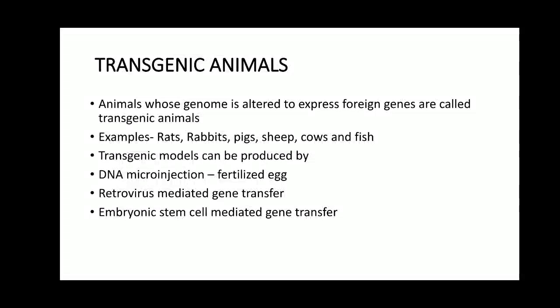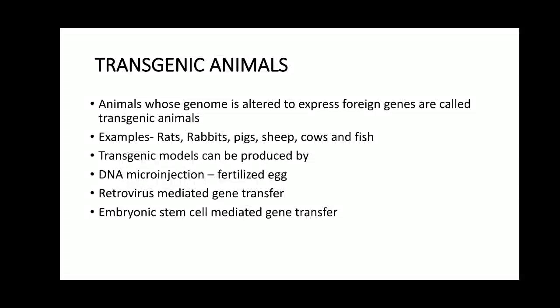One is DNA microinjection. So what is DNA microinjection? These are the techniques we have studied in biotechnology principles and processes, that is, techniques to make the cells competent to take up the foreign DNA or exogenous DNA. This technique is used to create transgenic animals, that is, we introduce the recombinant DNA, or the foreign DNA, directly into the nucleus of a fertilized egg to produce the transgenic animal, right?